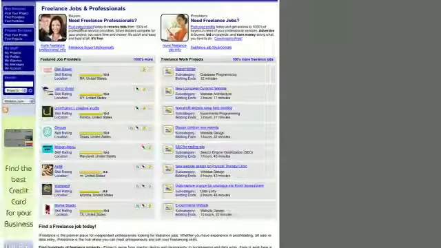Some of the most popular places to sell graphics are iFreelance. I've even heard of people selling graphics on Craigslist. It just usually depends on what specific target market you're looking for.